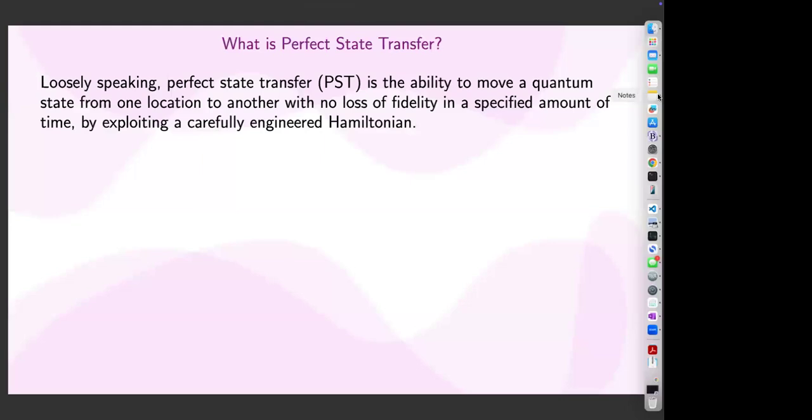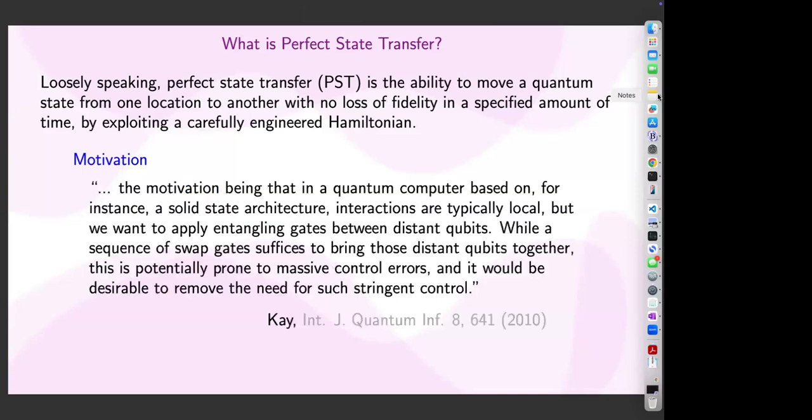Okay, quantum stuff. So loosely speaking, perfect state transfer is the ability to move a quantum state from one location to another with no loss in fidelity by exploiting some Hamiltonian, some time evolution Hamiltonian, instead of using swap gates. And the motivation for this, I have just copied from Alistair Kay's paper, is that suppose you have a quantum computer and you have computed something, you would like to move the state to somewhere else, which is where you want to execute the rest of your routine, say.